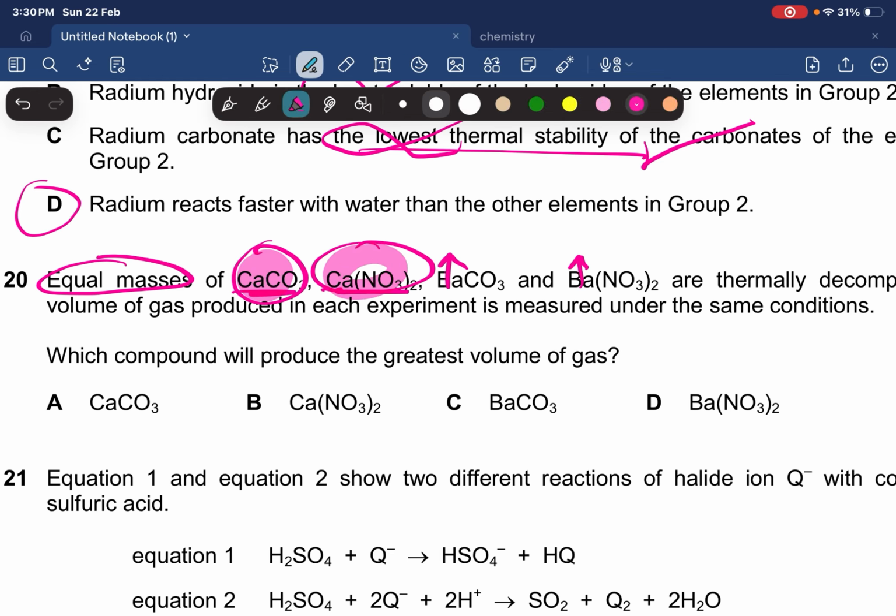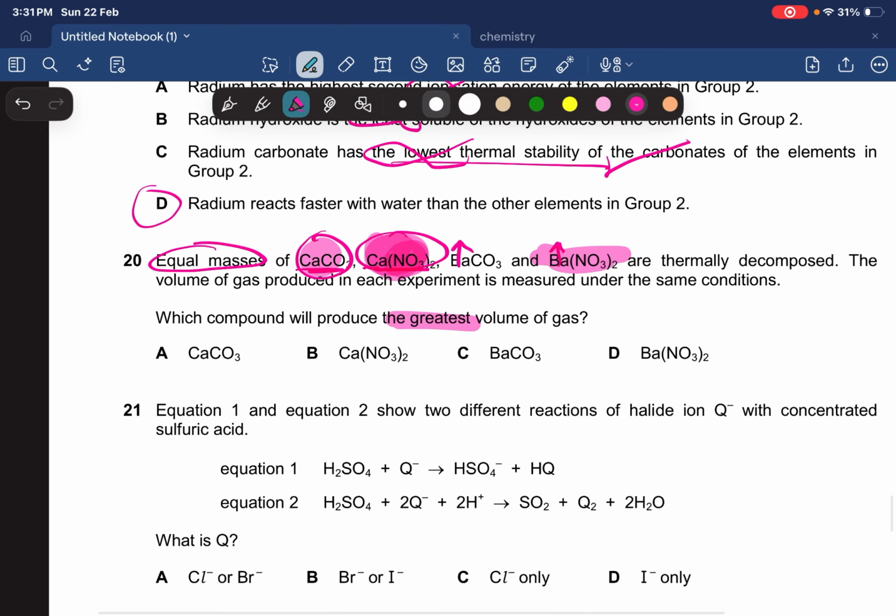Which compound will produce the greatest volume of gas? Firstly, we know nitrates produce more gas, and secondly, we know calcium nitrate is going to have more moles than barium nitrate because we have equal masses of calcium nitrate and barium nitrate. Check it for yourself. Take 2 grams of both and figure out the moles. This is going to have more moles. Why? Because less Mr, moles and Mr are inversely proportional. So option B.